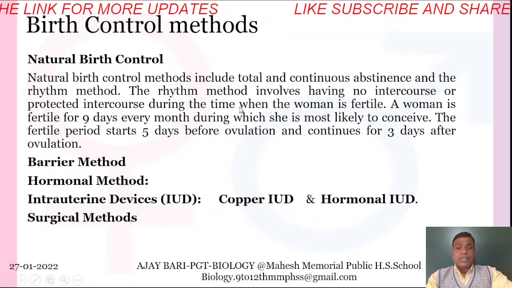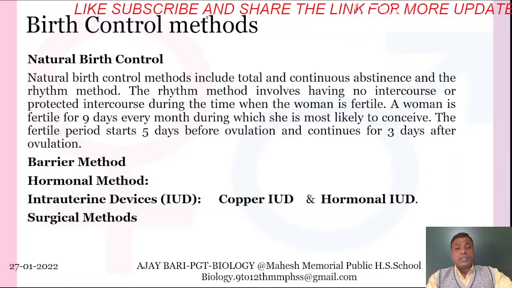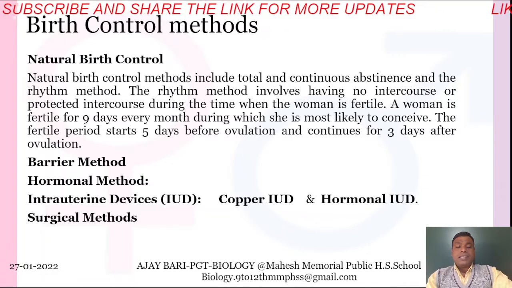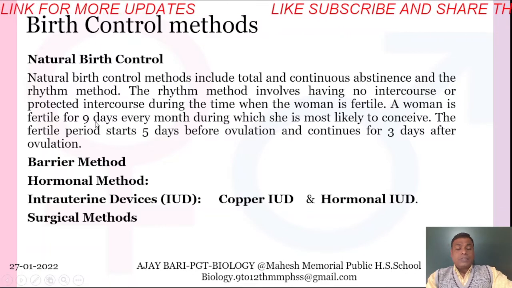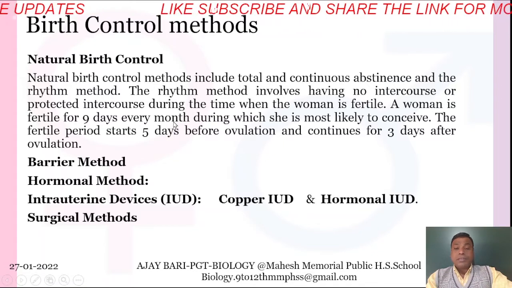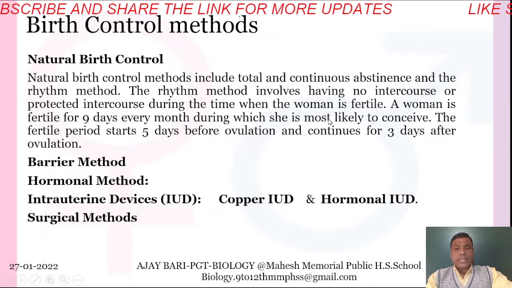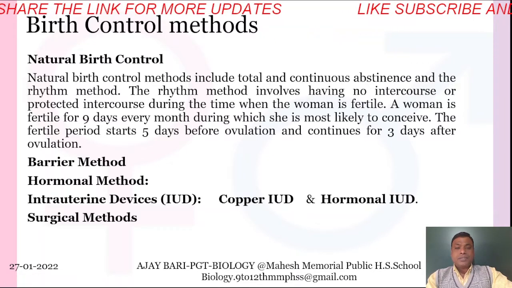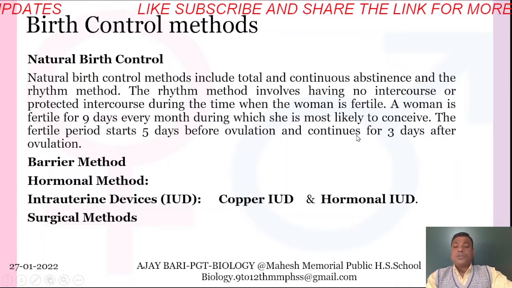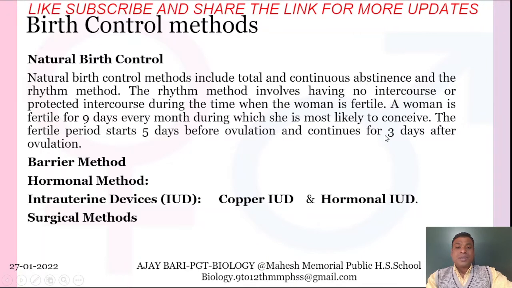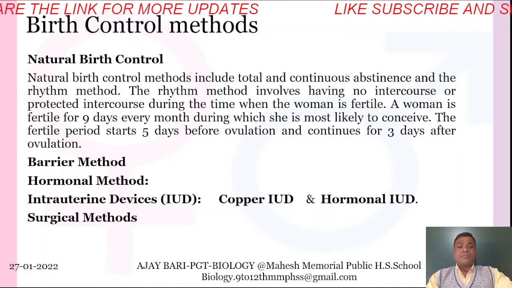So if a person has intercourse after the fertile period, the woman cannot become pregnant. A woman is fertile for 9 days every month, during which she is likely to conceive. So yes, if she avoids this period, she will not conceive. The fertile period starts 5 days before ovulation and continues for 3 days after ovulation. So by keeping this track in mind, one can control the birth.